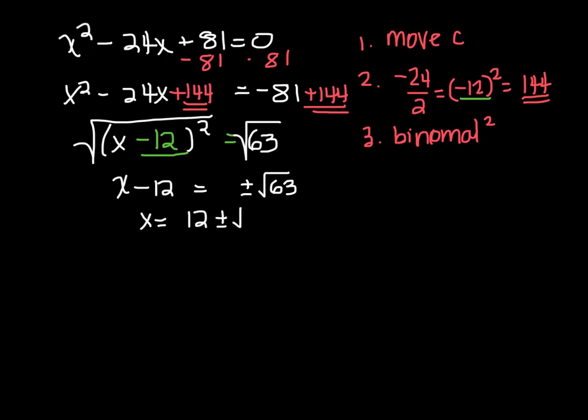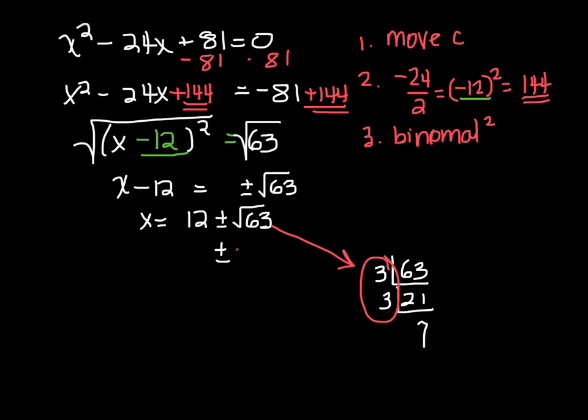12 plus or minus the square root of 63. I always want to double check to make sure 63 can't simplify. Oh, look at that. I'm going to upside down factor tree it, and I find a pair. That's one pair of 3's. So one pair of 3, that 3 will come out and multiply by the 1, and then the 7 will have to stay inside. And so I have x equals 12 plus or minus 3 radical 7.